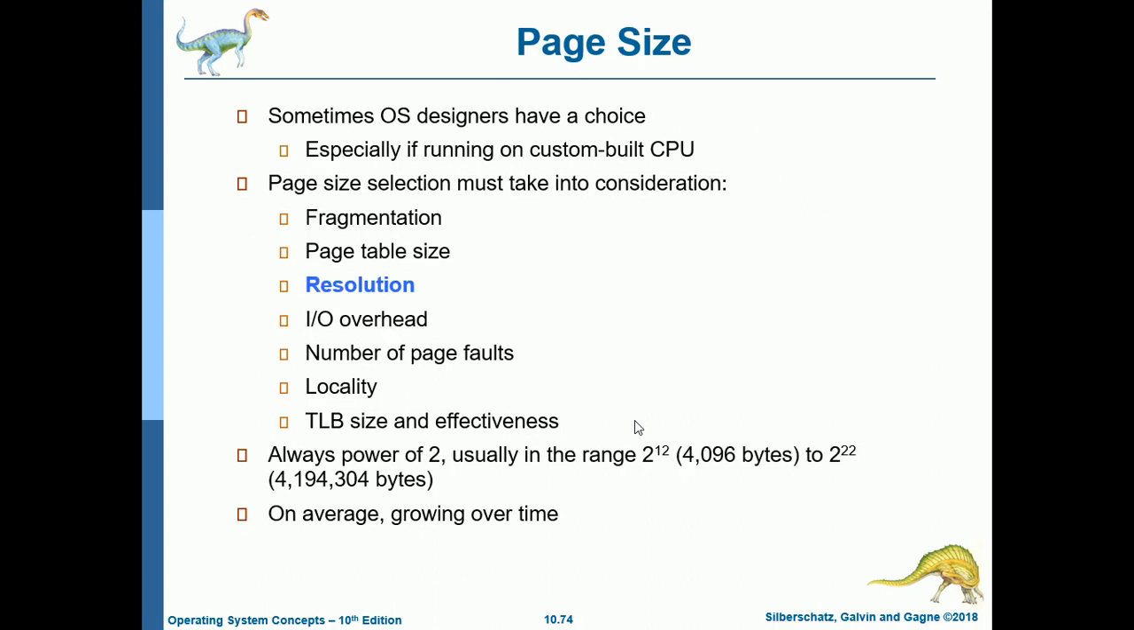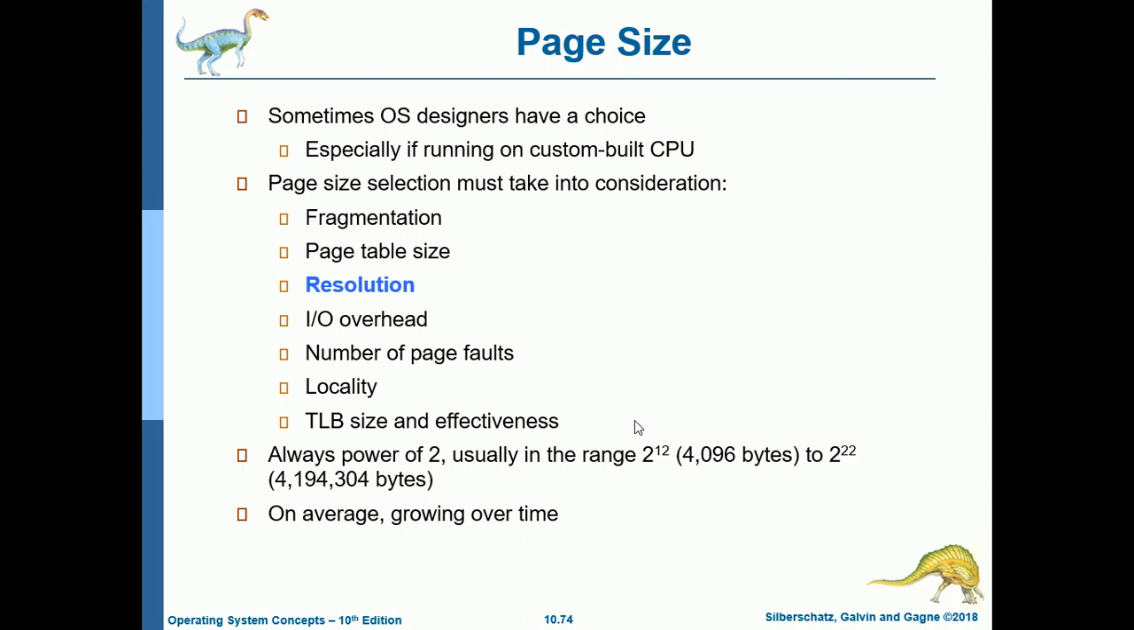Okay, next we have page size. Sometimes OS designers have a choice, especially if running on a custom-built CPU. Page size selection must take into consideration fragmentation, page table size, resolution, I/O overhead, number of page faults, locality, TLB size, and effectiveness.